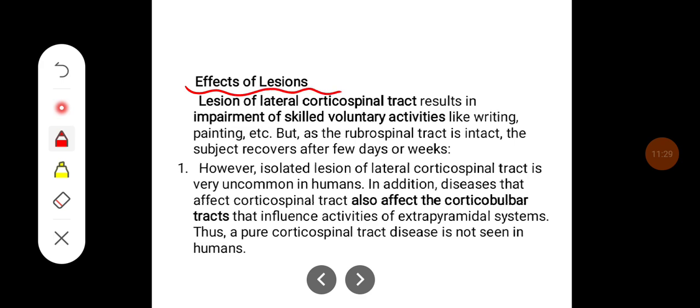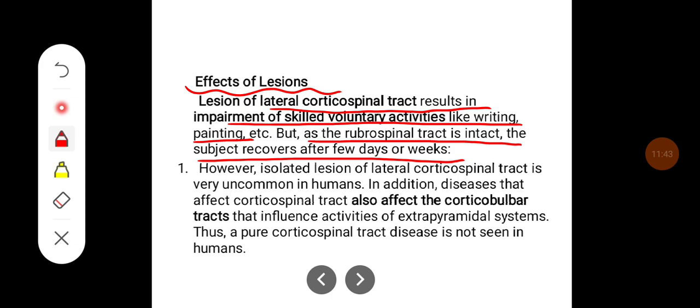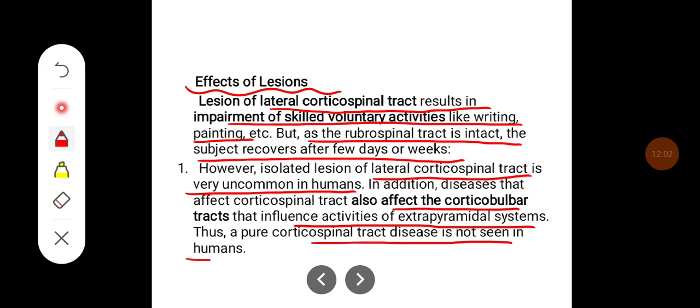Effect of lesions in the corticospinal tract. The lesion of the lateral corticospinal tract results in impairment of skilled voluntary movements like writing and painting, but as the rubrospinal tract is intact, the subject recovers after a few days or weeks. However, an isolated lesion of the lateral corticospinal tract is very uncommon in humans. In addition, diseases that affect the corticospinal tract also affect corticobulbar tracts that influence activities of the extrapyramidal system. Thus, a pure corticospinal tract disease is not seen in humans.